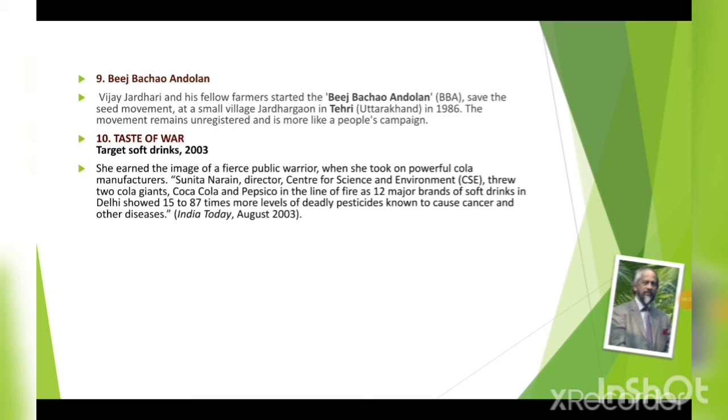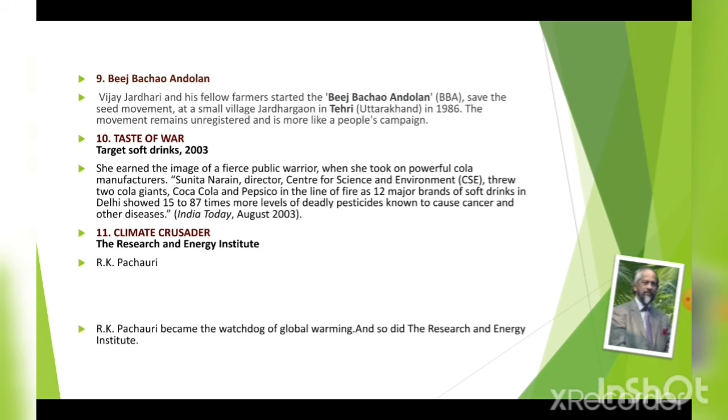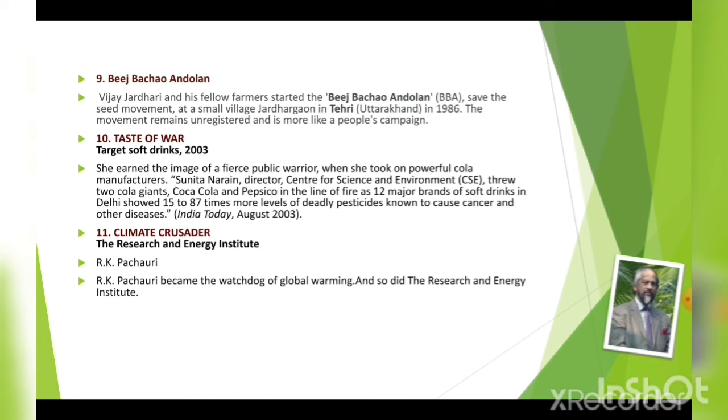Vijay Jardhari and his fellow farmers started the Beej Bachao Andolan (BBA), the Save the Seed movement, at the small village of Jardhargaon in Tehri, Uttarakhand in 1986. The movement remains unregistered and is more like a people's campaign. The Climate Crusader, the Research and Energy Institute.